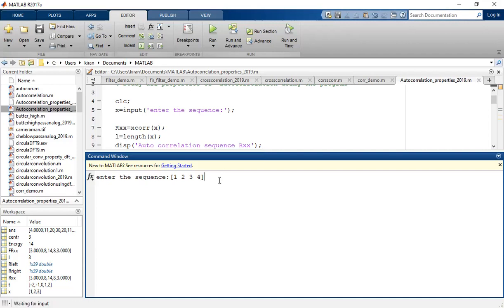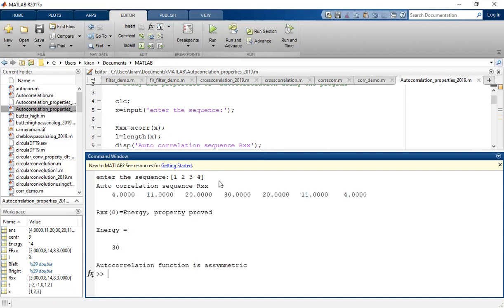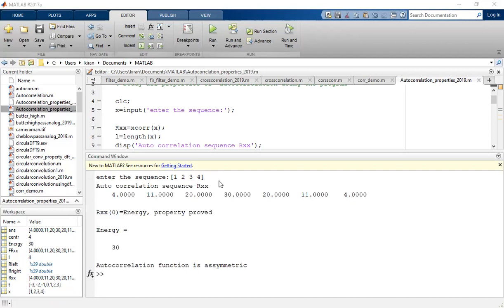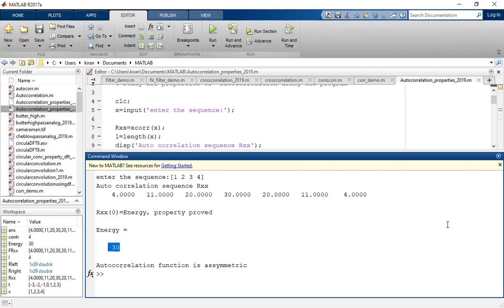Now let me press enter here. What just happened? Yeah, not that bad after all, right? You can see the energy is 16 plus 9 plus 4 plus 1, that is 30, and as expected the midpoint is the energy. Let me show you the graph.